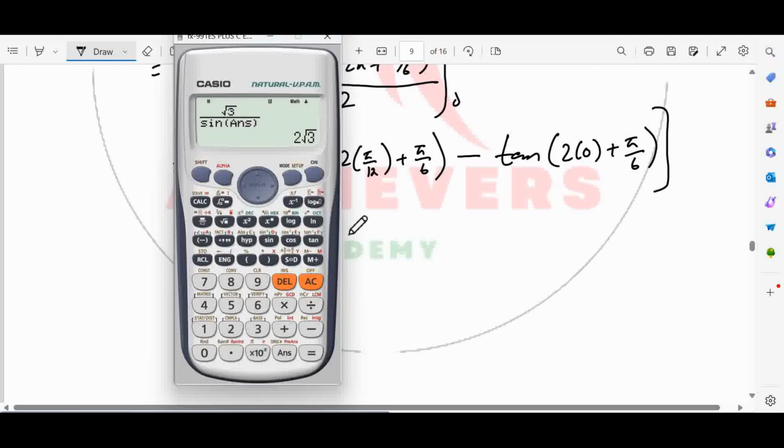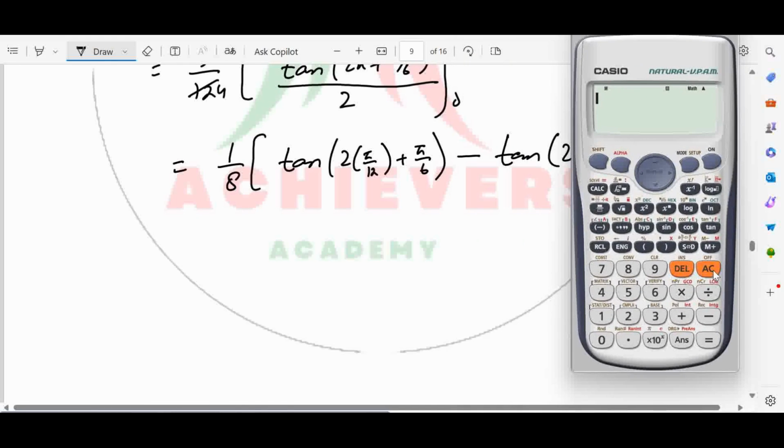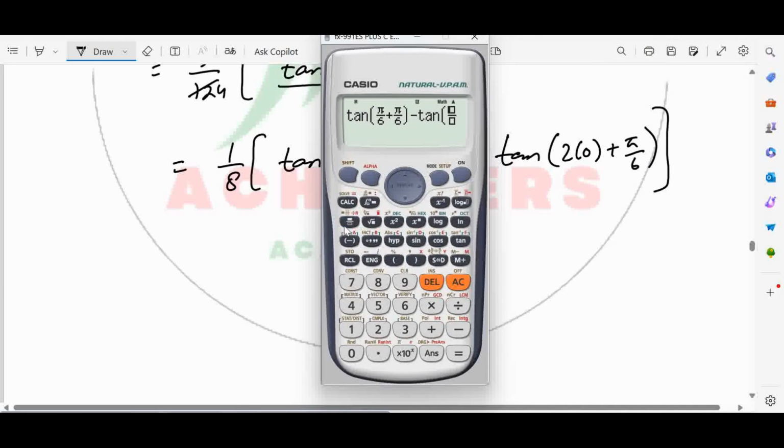Now what we have to do is use the calculator to simplify it further. That will be tan of, basically this will be pi by 6 plus pi by 6, bracket close, minus tan of, now 2 into 0 will be 0, pi by 6, shift pi by 6, bracket close. So this will be equal to 2 square root of 3 by 3.